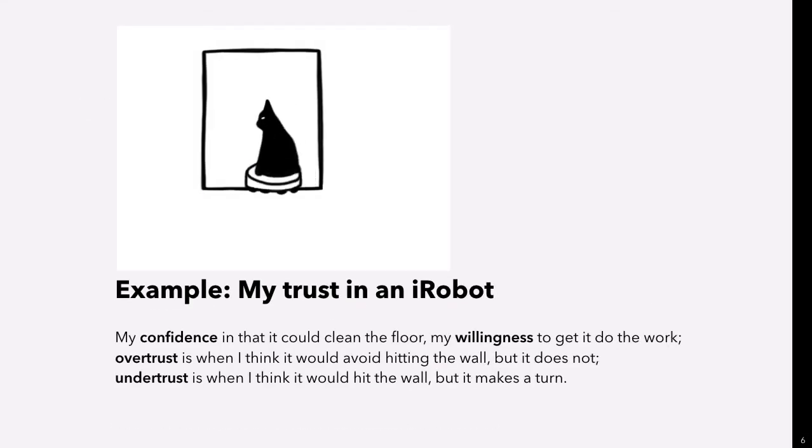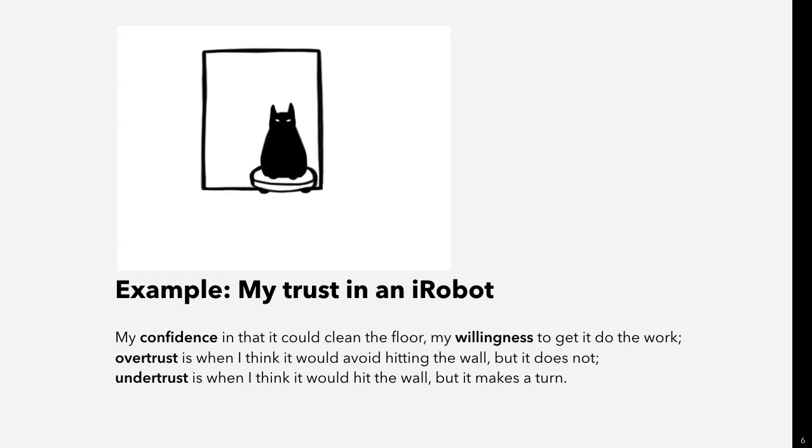For instance, my trust in an iRobot will be my confidence in that it would just clean the floor, and my willingness to just do the work. I overtrust an iRobot when I think it would avoid hitting the wall, but it does not. And I undertrust an iRobot when I thought it would hit the wall and try to grab it, but it turns out it successfully makes a turn.